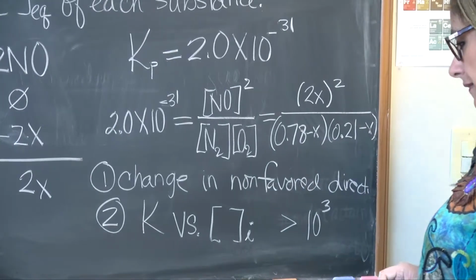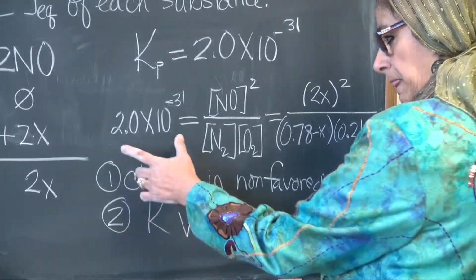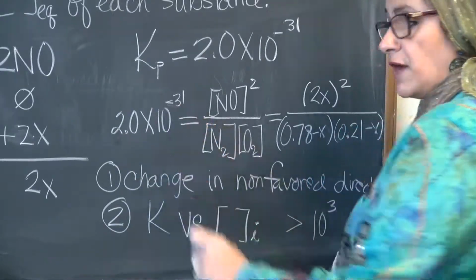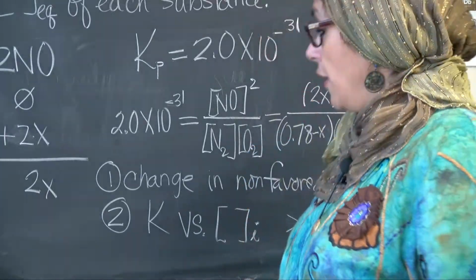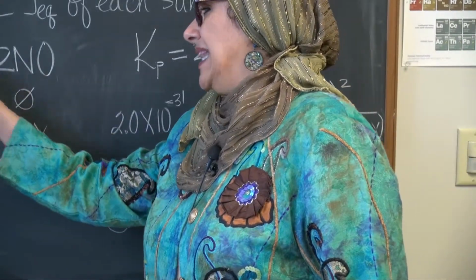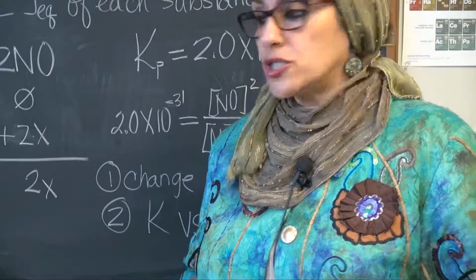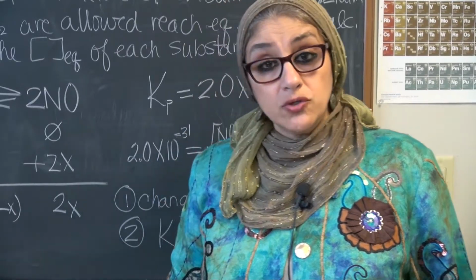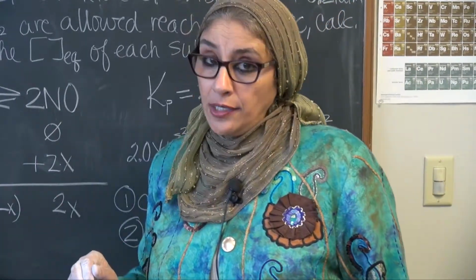What do I mean by that? Okay, let's take a look at the value of K. And our value of K is 10 to the negative 31. That is ridiculously small. That is telling us that this reaction, when just a little bit of products are formed, then equilibrium is established. We're going to have very little product relative to the reactant. The forward direction is not favored.